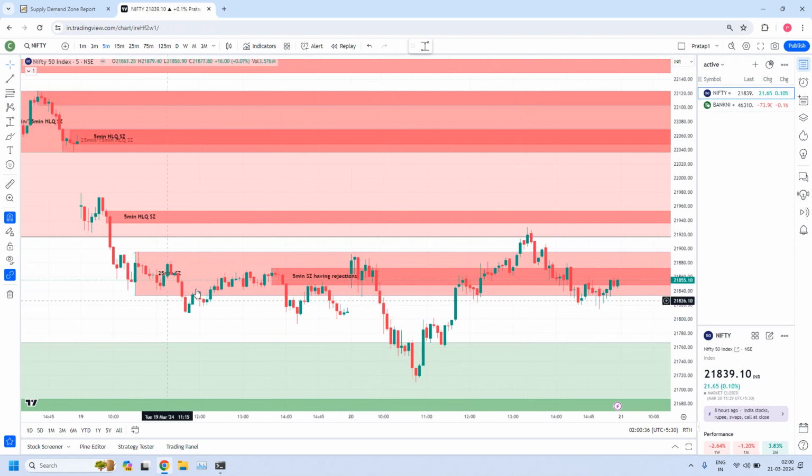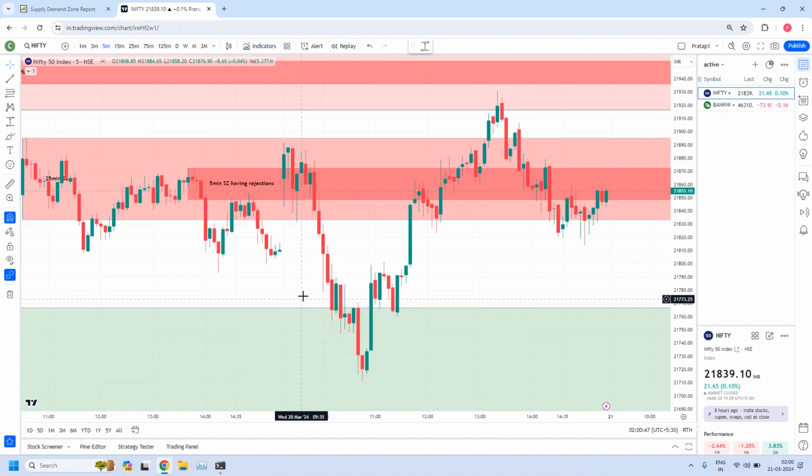Look here, yesterday we have drawn a 25-minute supply zone. This is a normal supply zone, not high liquidity. Even the 5-minute supply zone is also a normal supply zone. Why we have shown some interest is some rejections from this zone. That's why we want to see what's really happening.